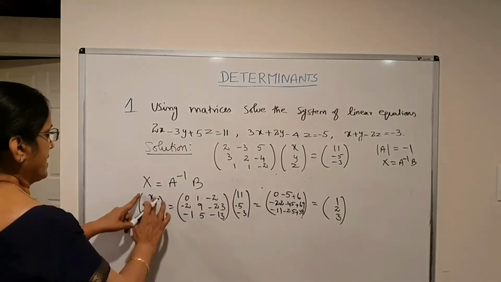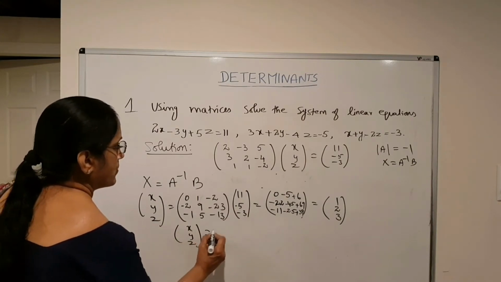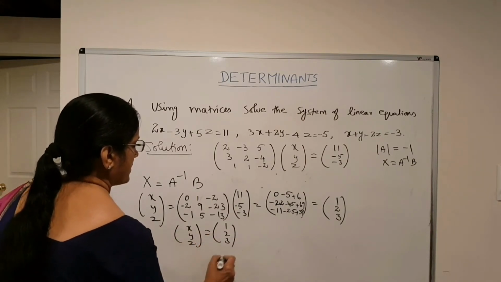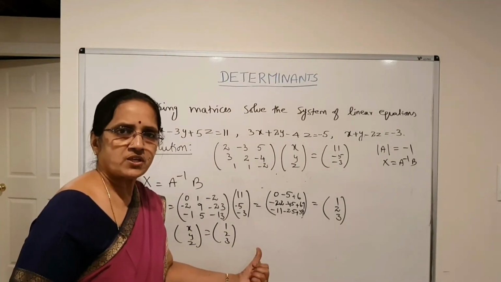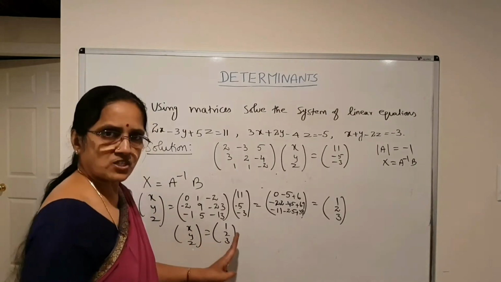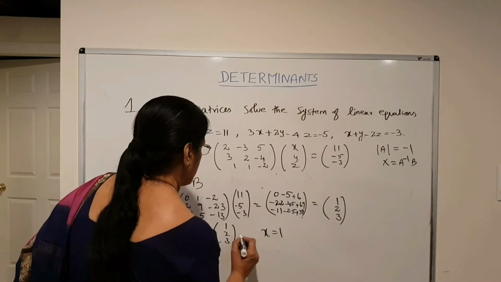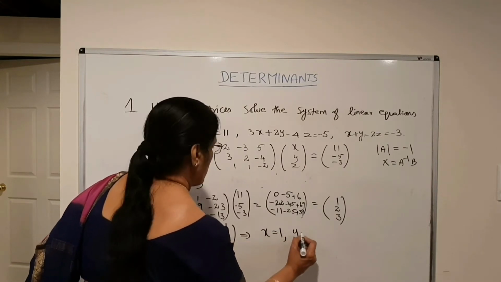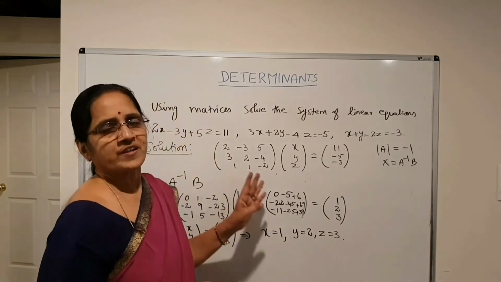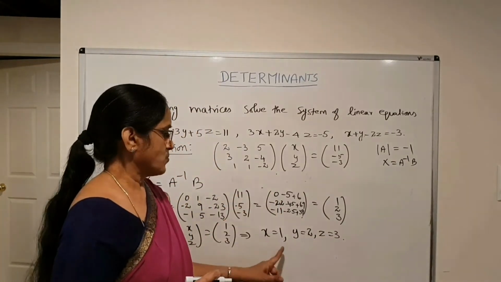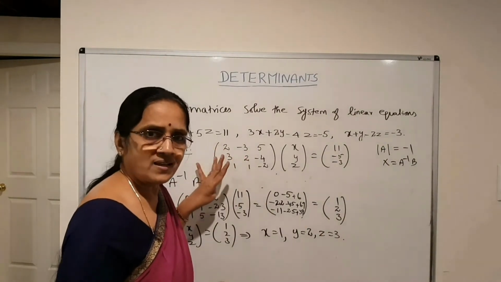That is, I am getting x, y, z equal to 1, 2, 3. Since these two matrices are equal, the corresponding elements are also equal. Hence, by equating the corresponding elements, x is equal to 1, y is equal to 2, z equal to 3. Then you need to conclude your answer as x is 1, y is 2, z is 3. This will be your final answer.